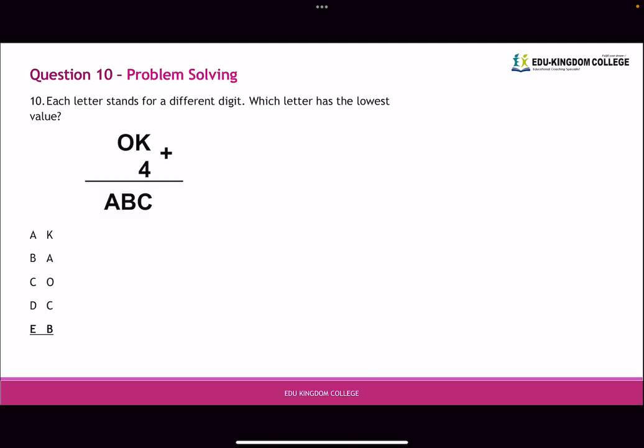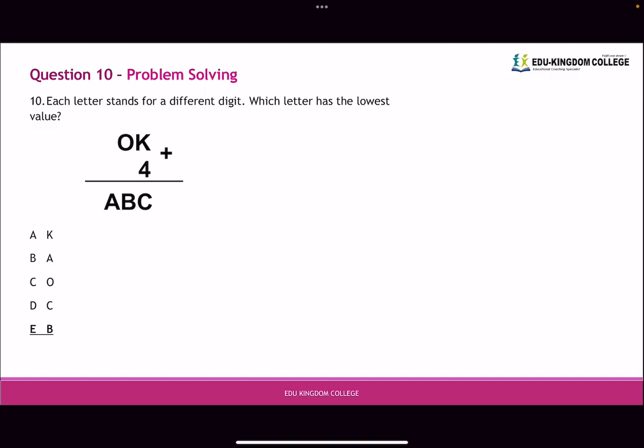Now, last question. This one's surprisingly easy. If you thought it was a bit hard, then you might have been thinking about it in a slightly different manner than you should have been. So which letter has the lowest value?